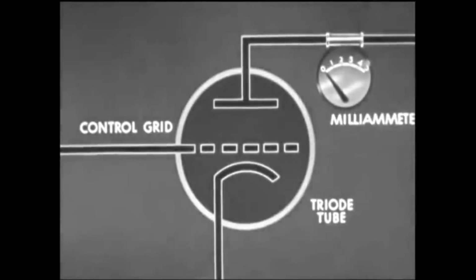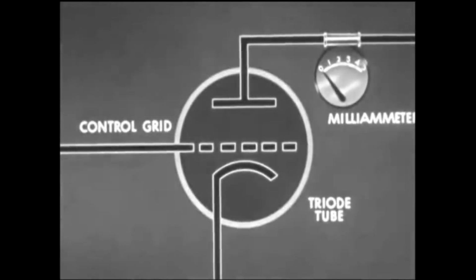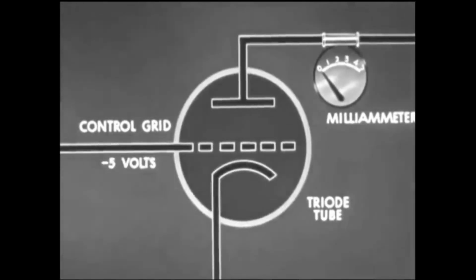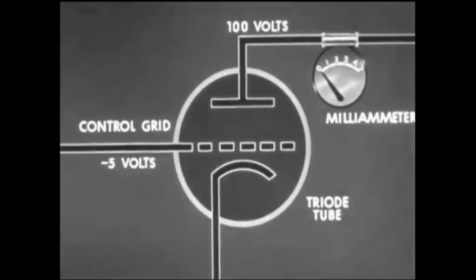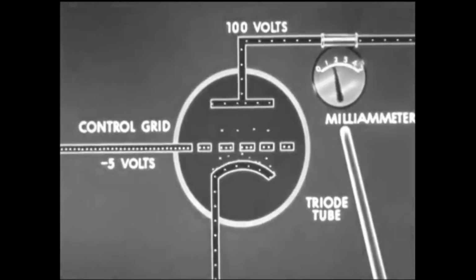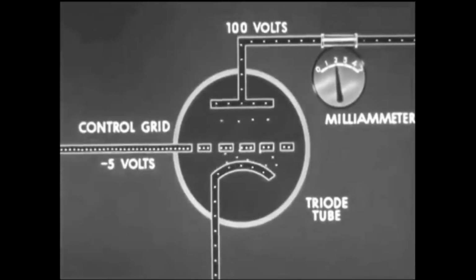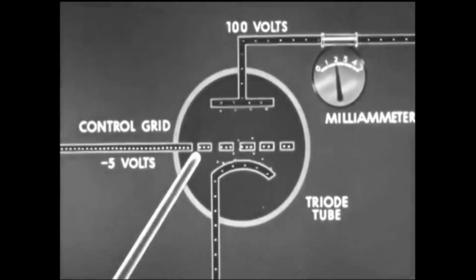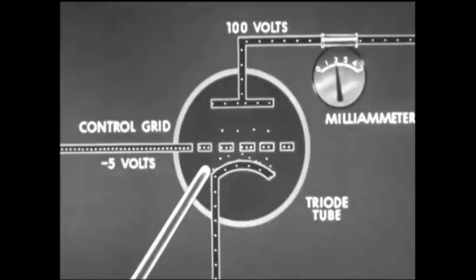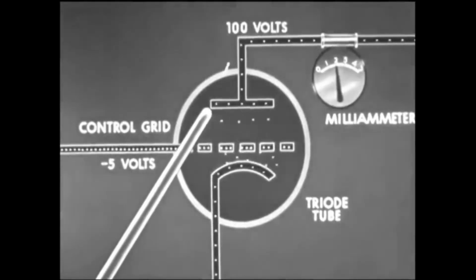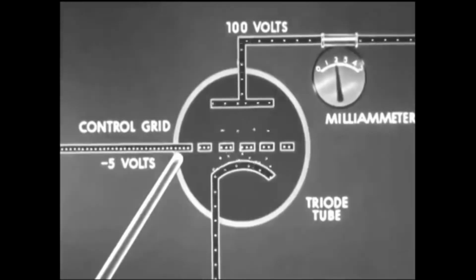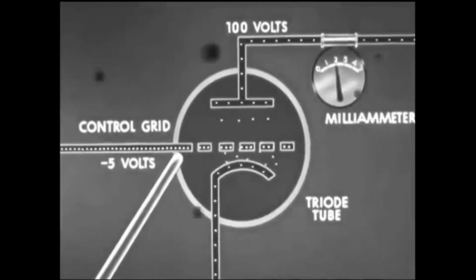This hookup shows grid voltage change in relation to plate voltage change. With a bias of minus 5 volts on the grid and the plate impressed by 100 volts, the milliammeter shows a plate current of 2 units as electrons flow from cathode to plate. The grid contains many electrons constituting a negative charge, which limits the movement of electrons from cathode to plate. The grid thus controls current flow.